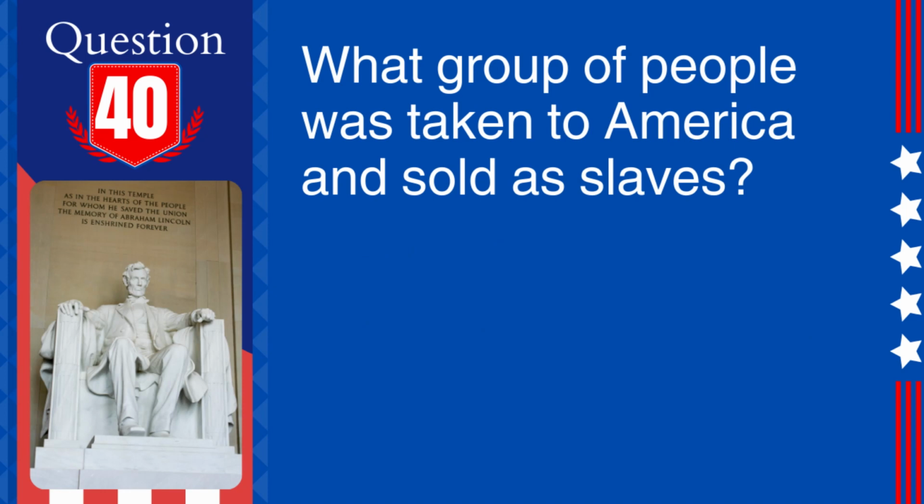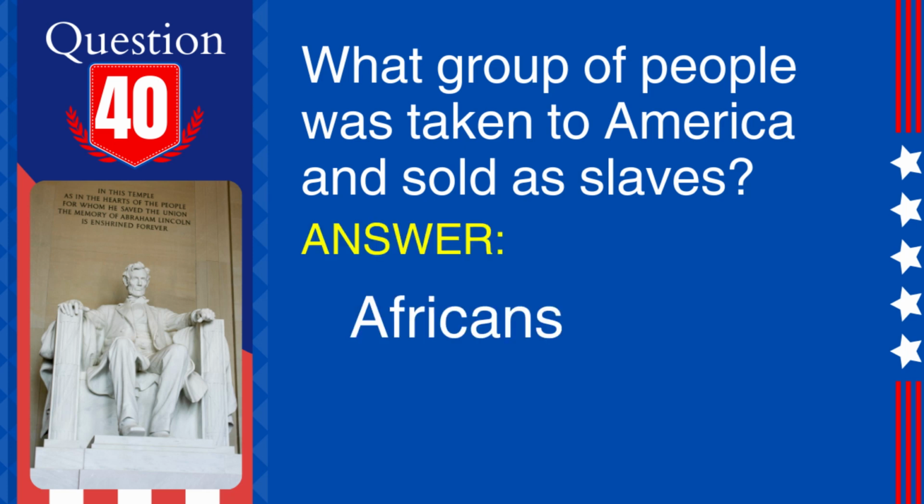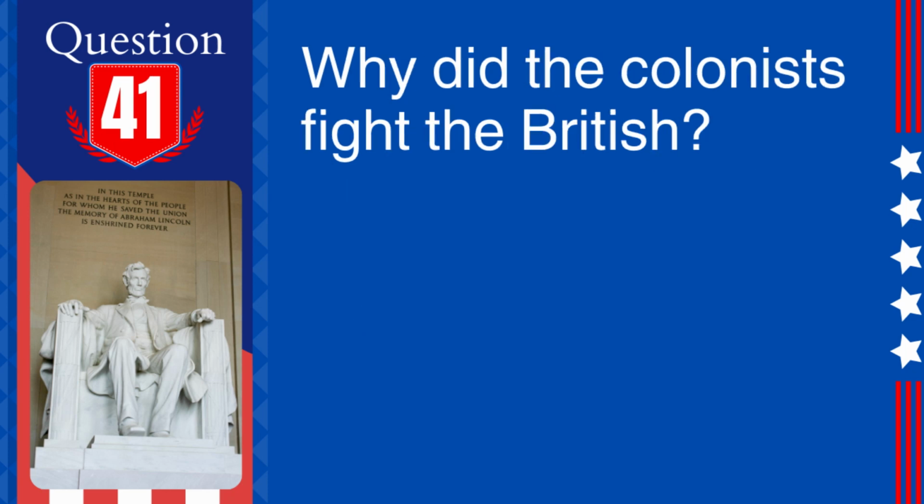40. Question: what group of people was taken to America and sold as slaves? Answer: Africans. Explanation: millions of Africans were forcibly brought to the Americas and sold into slavery during the transatlantic slave trade. 41. Question: why did the colonists fight the British?